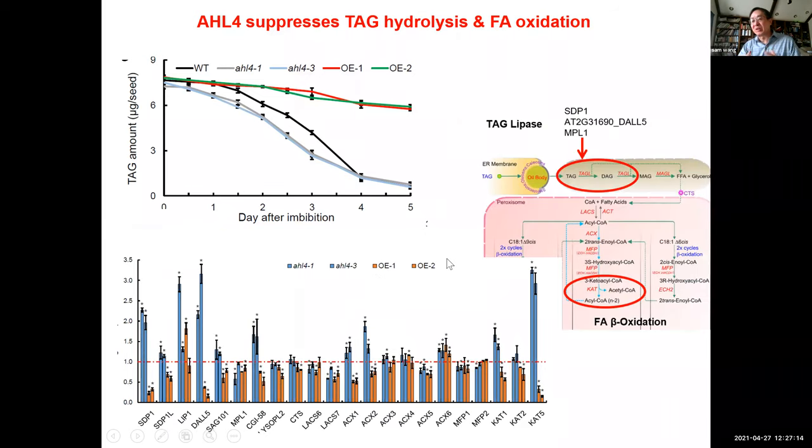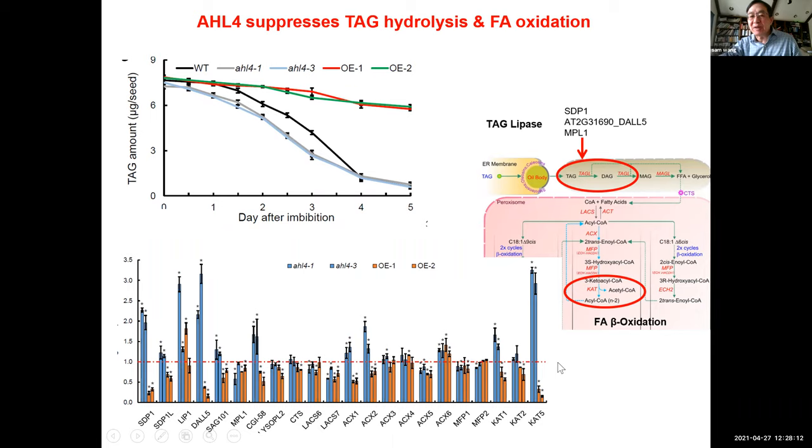In terms of triacylglycerol breakdown, if you have the lipid TAG stored in the oil body, it first needs to be hydrolyzed by a lipase. Several lipases have been characterized, like the sugar-dependent protein one, SDP1. They all catalyze this initial step, which hydrolyzes the TAG to DAG. After the hydrolysis, the products get into the peroxisome and undergo beta oxidation. They give you acetyl CoA, and then they can go through the glyoxylate cycle to make carbohydrates. One of the last enzymes is CAT, the enzyme that does the cleavage and releases acetyl CoA.